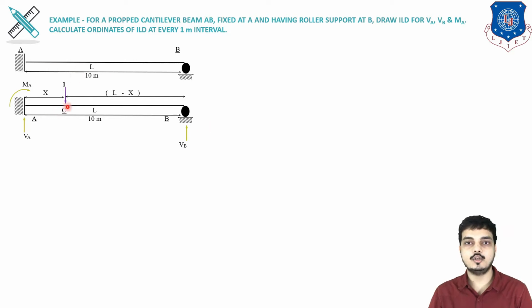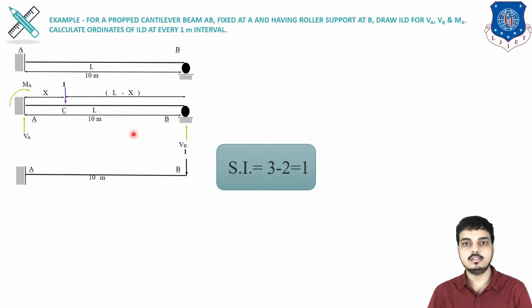Here I have assumed a unit load. This we have to assume, at a distance x. The length is L, then the remaining distance will be L minus x. In our next step we have to convert it into a determinate beam. Here it is a fixed support, here it is a roller support. So with the help of SI, there are two reactions and a moment, or we are neglecting horizontal reaction, so only two values: vertical reaction and a moment, and a vertical reaction over here.